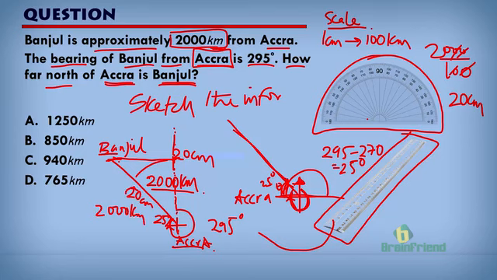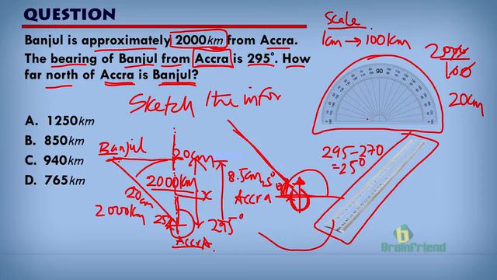Now, to find the distance that Banjul is north of Accra, quite simple, is this distance here. Let's call that x. The distance that Banjul is north of Accra is this distance from here to this point. And that distance, we quickly just take our ruler. Take your ruler now and measure this distance. What you would have is what? 8.5 centimeters. 8.5 centimeters with your ruler.